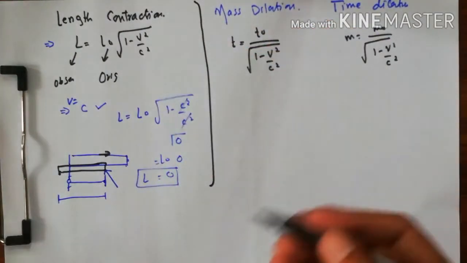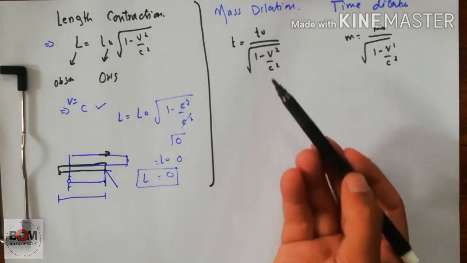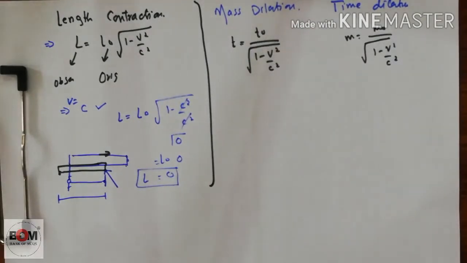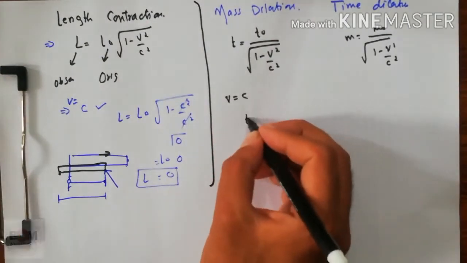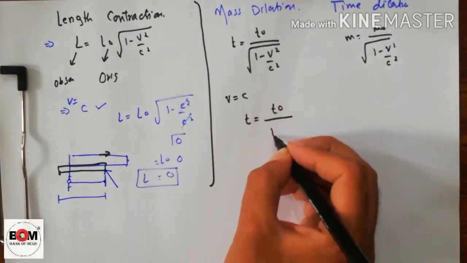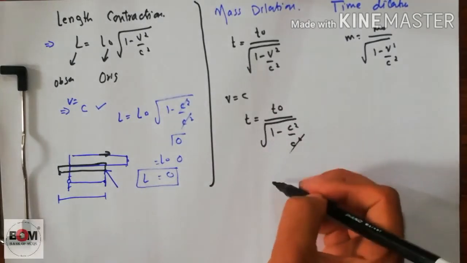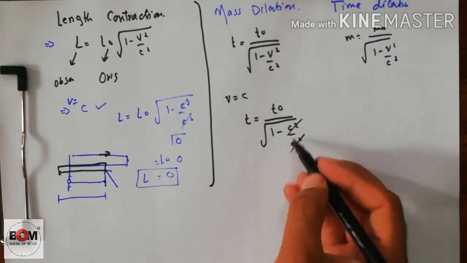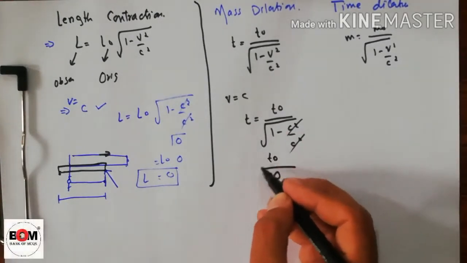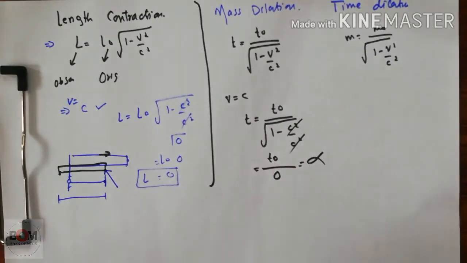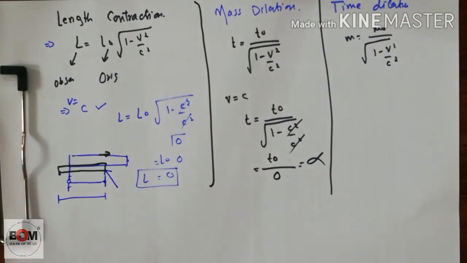Done. And next, what will happen to the mass? Mass increases as the body moves fast. So if the body moves with the speed of light, its mass will be increased to an infinite value. So how? Putting velocity is equal to c, we can say that T is equal to T naught divided by the root of 1 minus c square divided by c square. C square cancels with c square, and 1 minus 1 is equal to 0, under root 0 is equal to 0. So T naught divided by 0 is equal to infinite. So its mass will be increased up to infinite value.